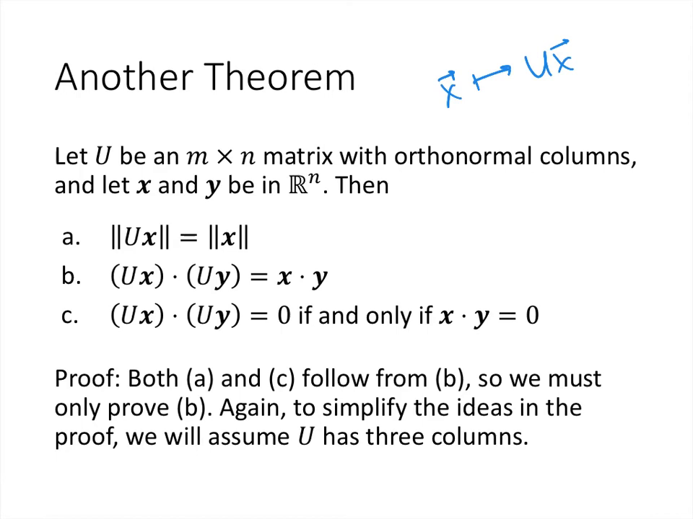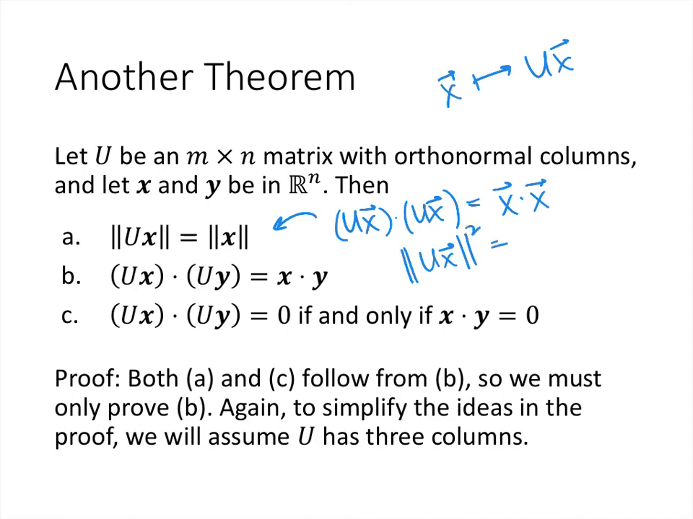Now part C obviously follows from part B, but so does part A, because what part A says is that if I take Ux and dot it with Ux, that should be the same as x dot x. But on the left-hand side, I have the norm of Ux squared. Remember, when we dot a vector with itself, we get the norm squared. And on the right-hand side, I have the norm of x squared. Take the square root of both sides, and we get the resulting statement in part A. So really, all we have to prove is part B here.